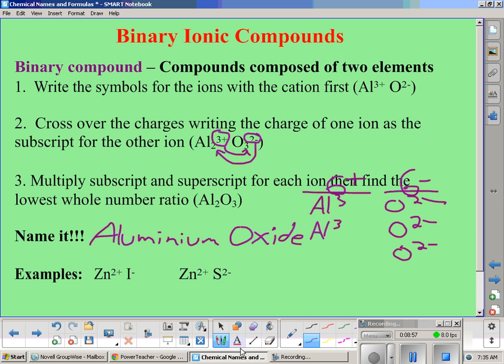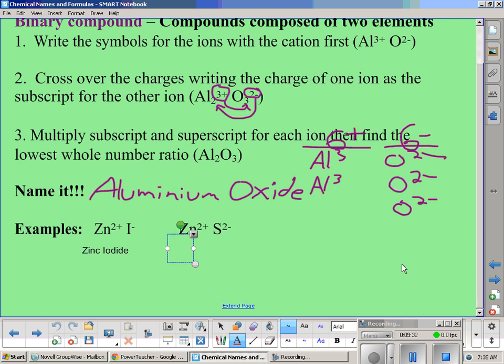Okay, so we've got a couple more examples here. We've got zinc and iodine, but this iodine has gained an electron, so its name is changed, right? So we have zinc iodide. And if we were to write out the formula for that, I should have done that. I'll get a little more room and put this over here. Okay, we need the formula, don't we?